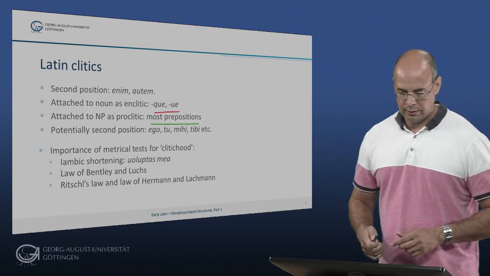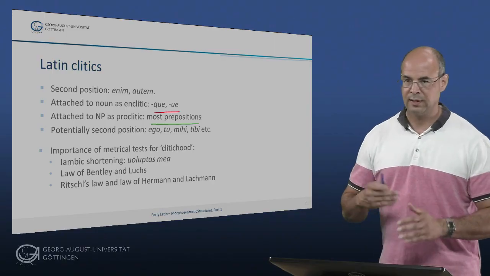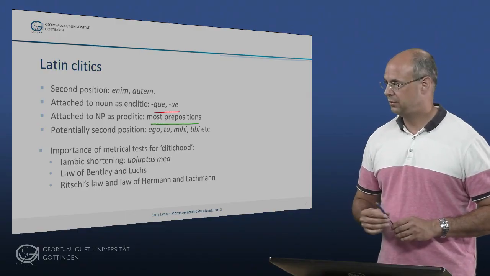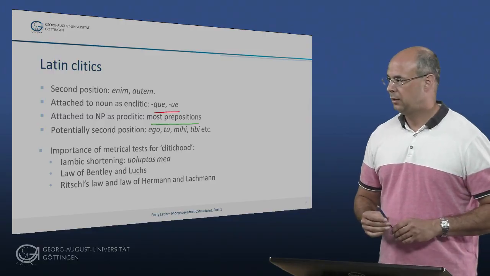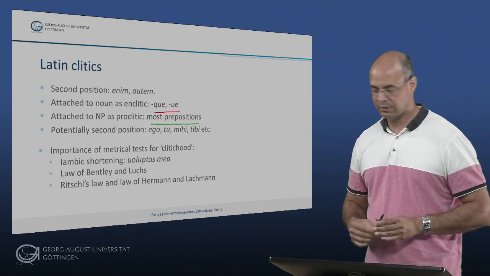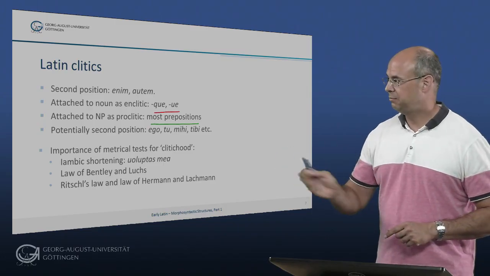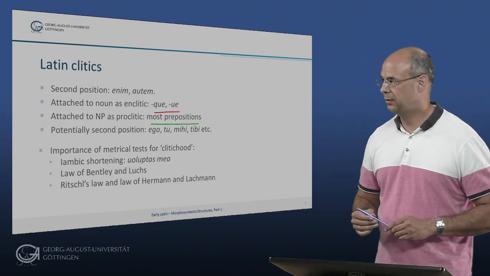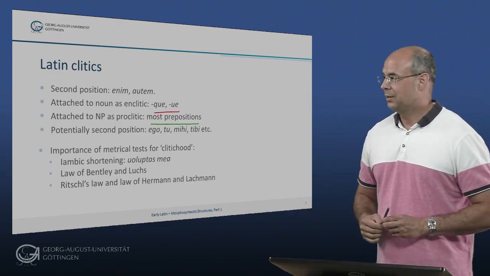Now, the good thing about early Latin is we can test to what extent an element is clitic or not by using certain metrical tests for clitichood, and these apply particularly to early Latin with its intricate metrical rules. So, for example, we get iambic shortening, we get the law of Bentley and Luchs, or Ritschl's law, and the law of Hermann and Lachmann. Iambic shortening is a particularly interesting case.